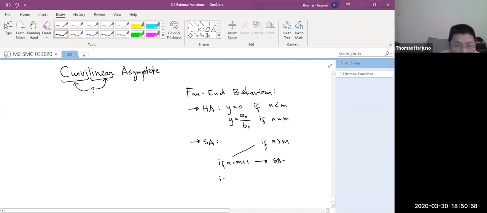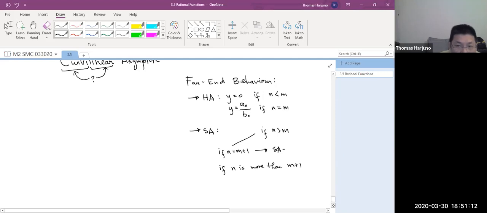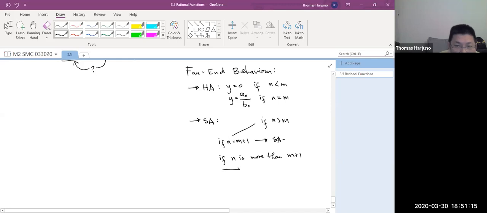Now, what happens if it is even more? Let's say the degree on the top is more than n plus 1, the degree at the bottom plus 1, even more than that. Then that's the time we will get a curvilinear asymptote. Okay, now, but how do we get that? And what does it mean?